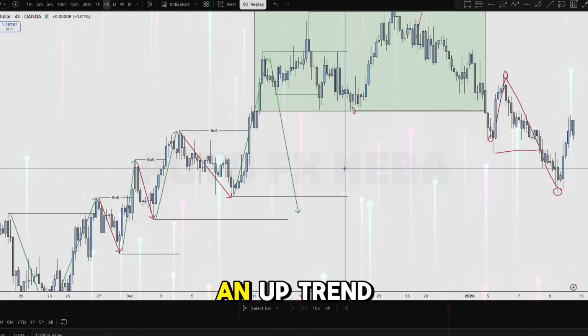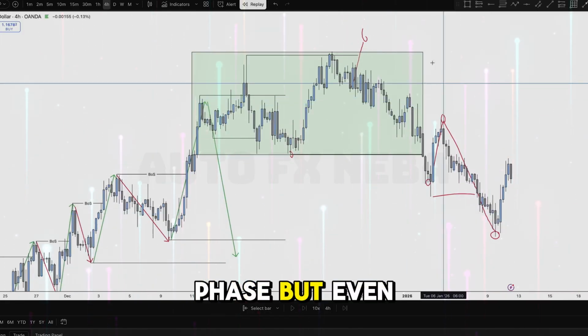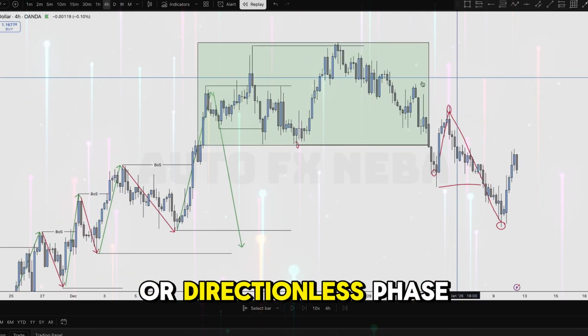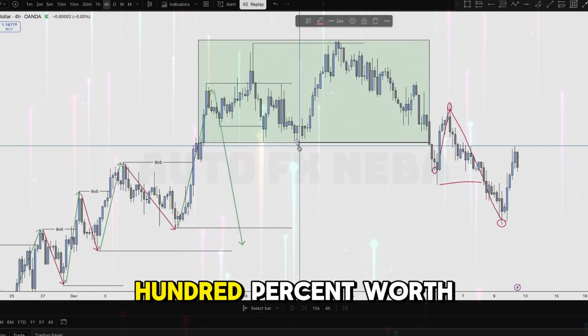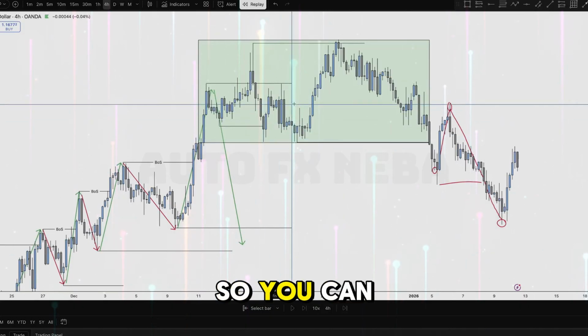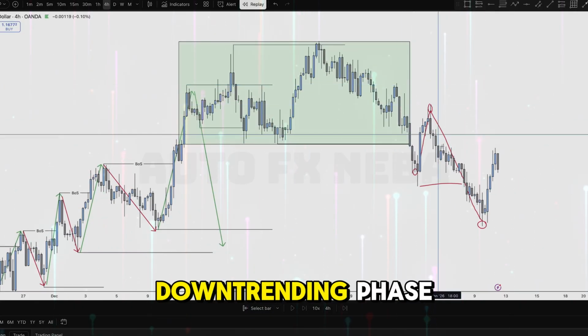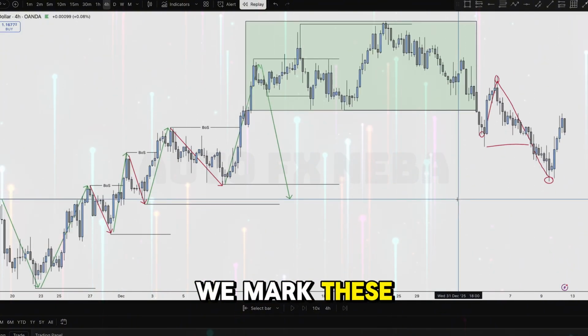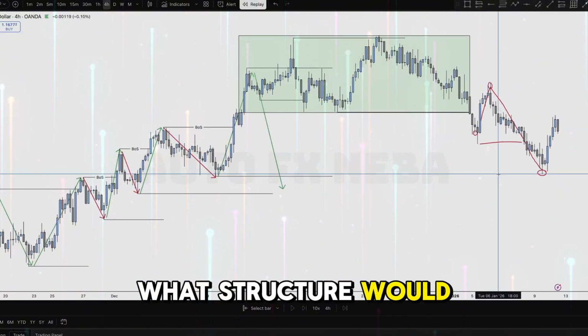That's the impulses through an uptrend, a messier consolidation phase, but even though it's not direct, not valuable. A messier consolidation or directionless phase, which even though it's not pretty, is 100% worth covering in this video so you can understand what to expect in markets. And then a downtrending phase, pretty clean here with the lower low and lower high structure. That is how we mark these impulses and corrections, and this is what structure would look like in real time.